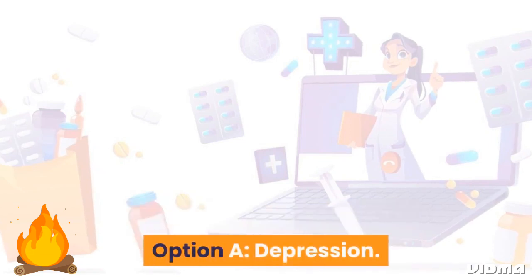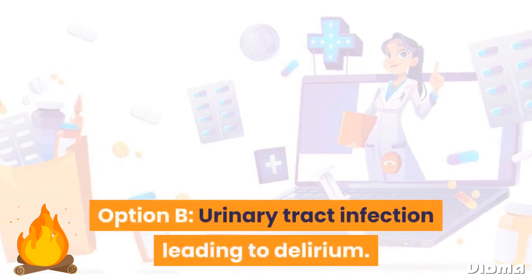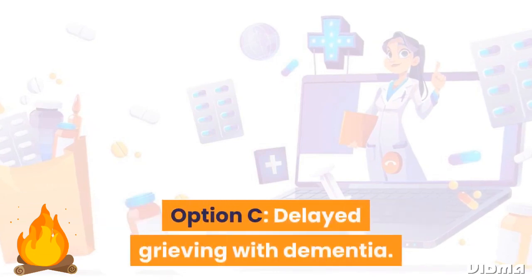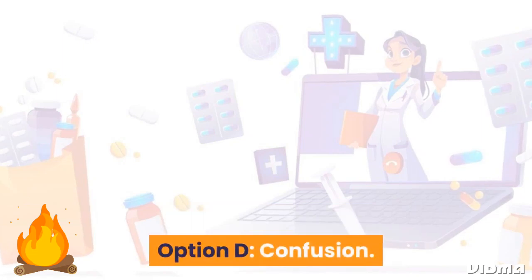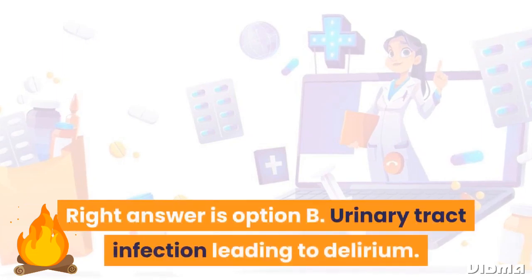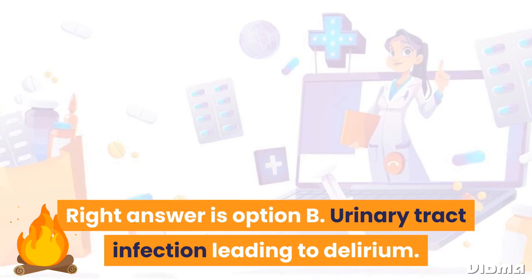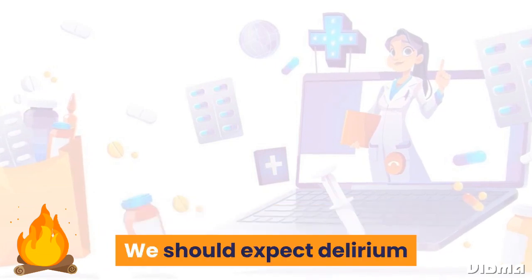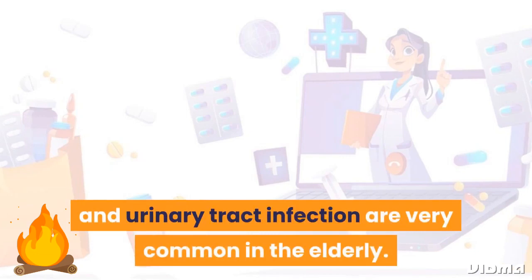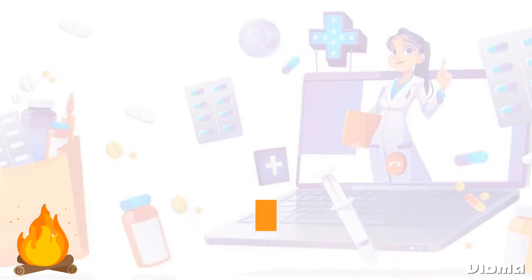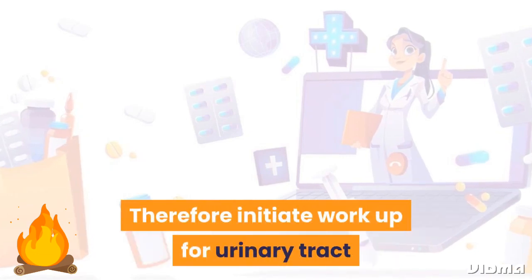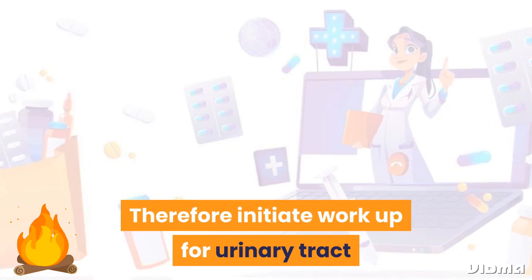Option A. Depression. Option B. Urinary tract infection leading to delirium. Option C. Delayed grieving with dementia. Option D. Confusion. Right answer is option B. Urinary tract infection leading to delirium. We should expect delirium and urinary tract infection are very common in the elderly. Therefore, initiate workup for urinary tract infection whenever delirium occurs in a patient.